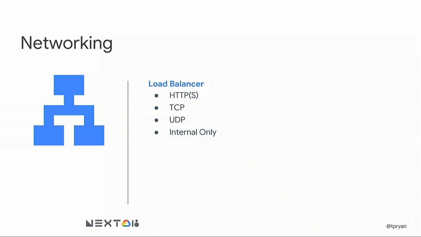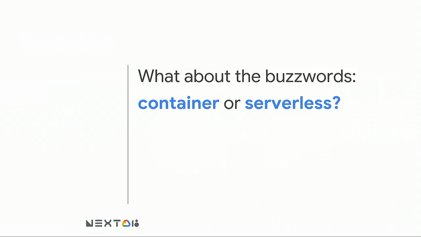You throw a load balancer on top of them, right? And the interface will show you three different options: HTTP, TCP, and UDP, and you can make any one of them internal only, so it doesn't get exposed to the public internet. So HTTP is our equivalent of an L7 load balancer, TCP and UDP is the equivalent of an L4, and then all of them can be made internal only.